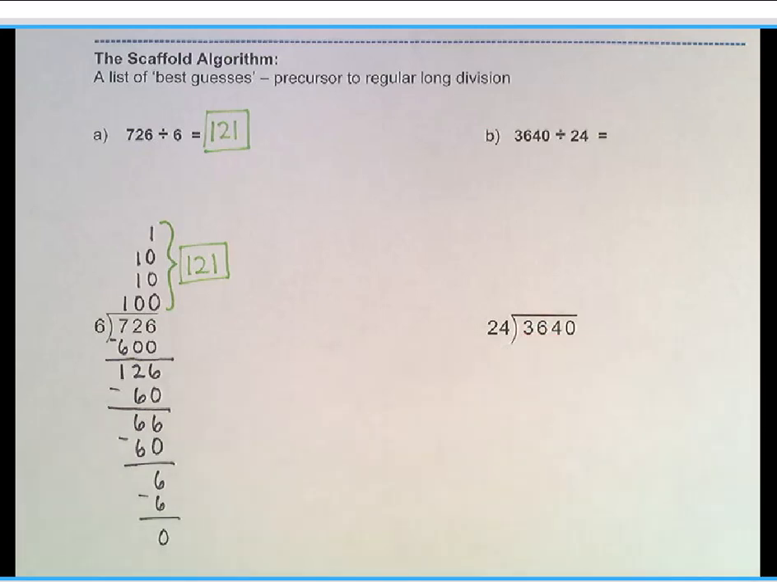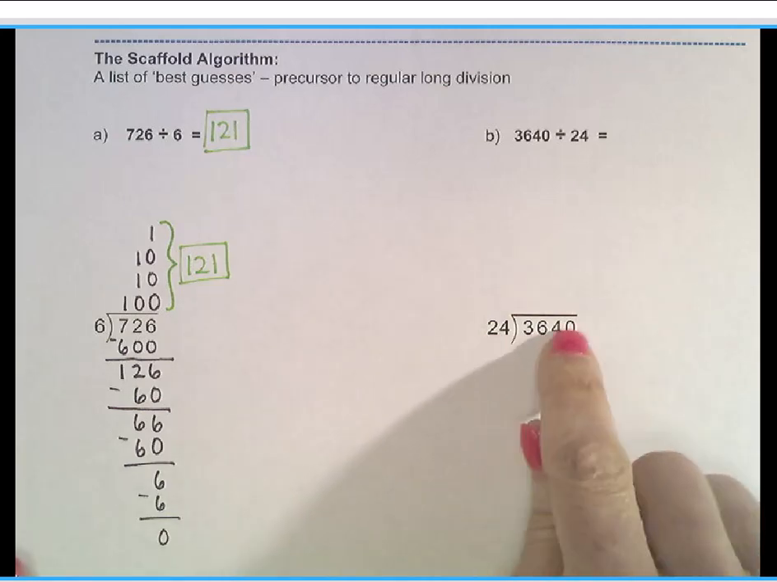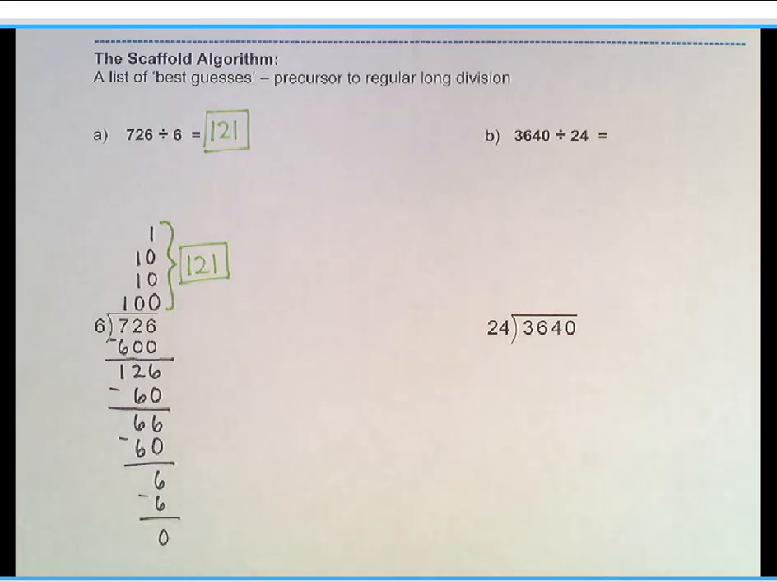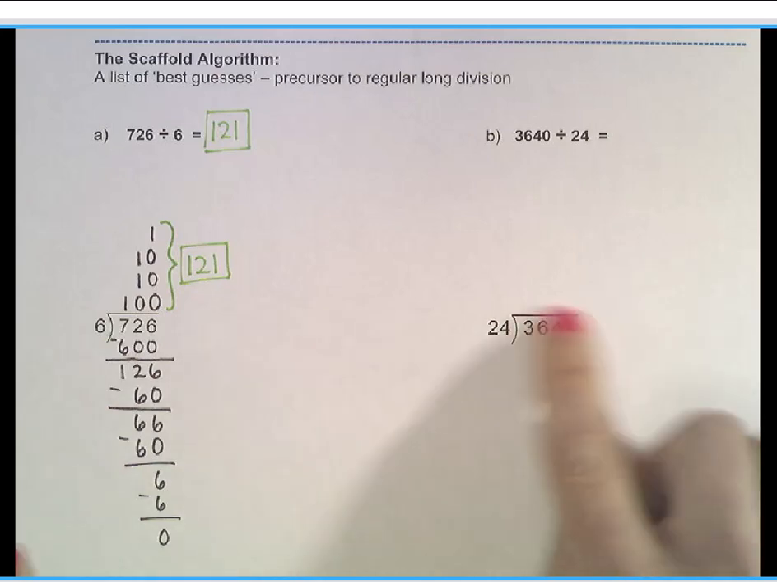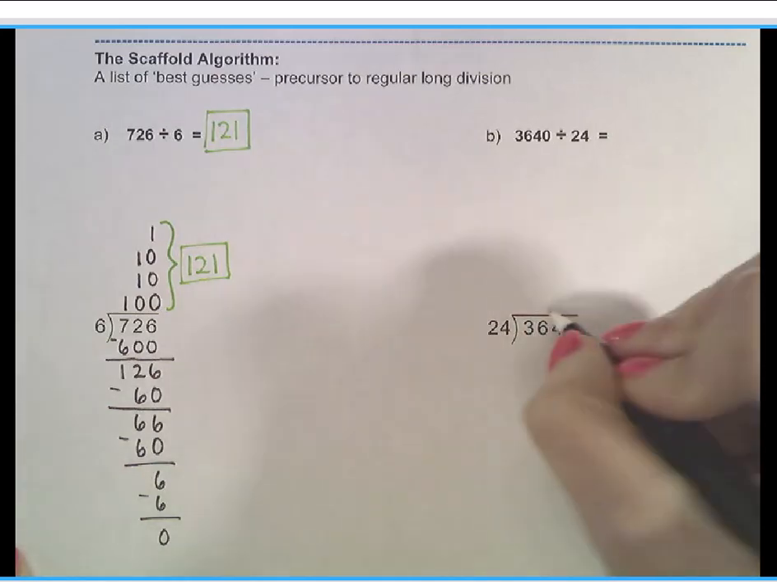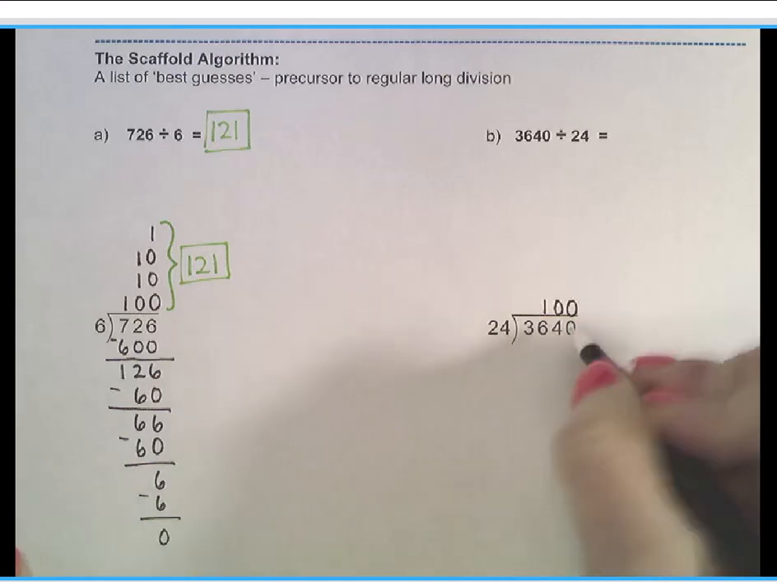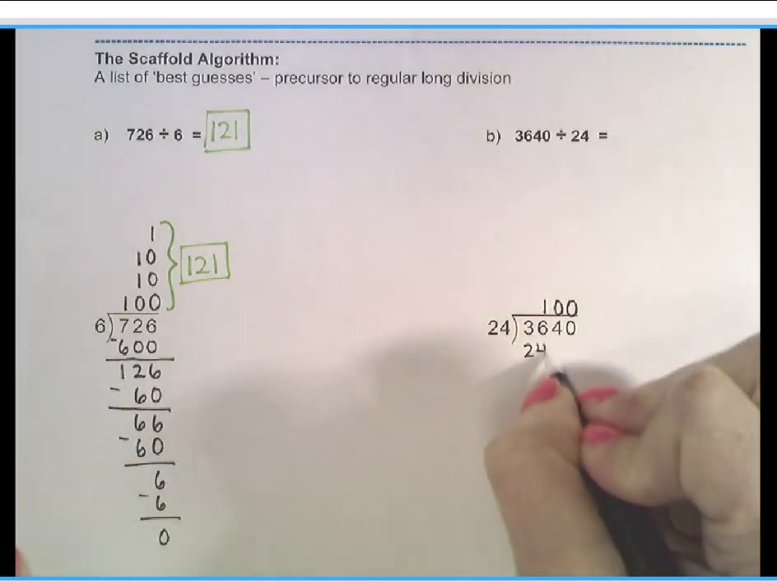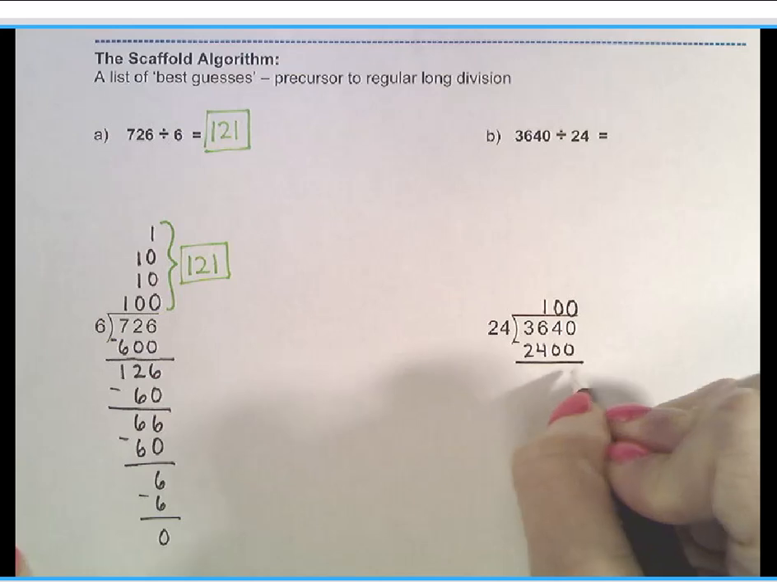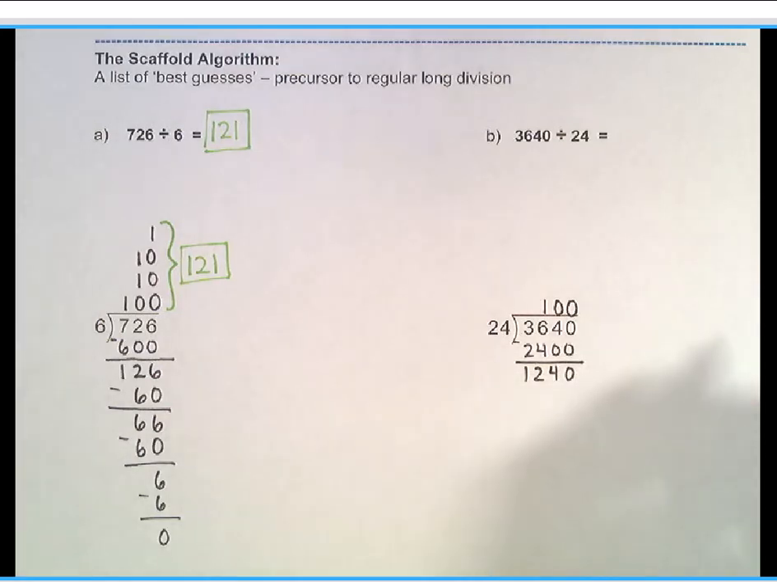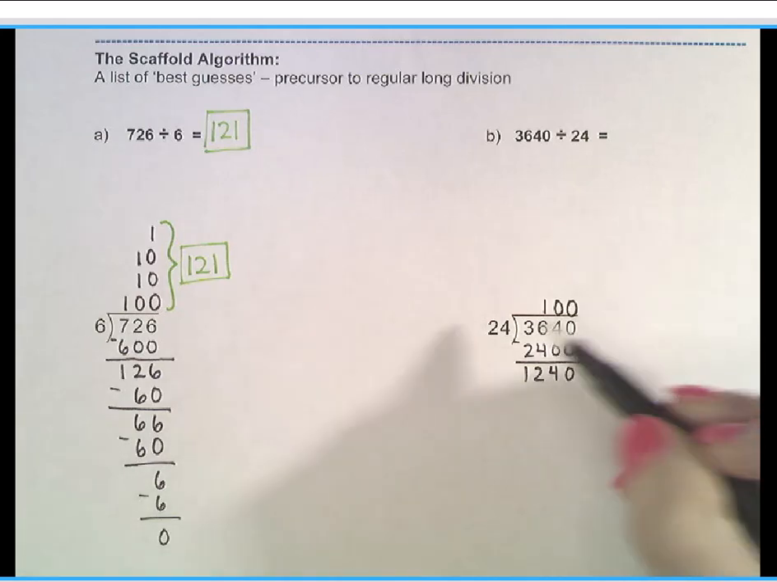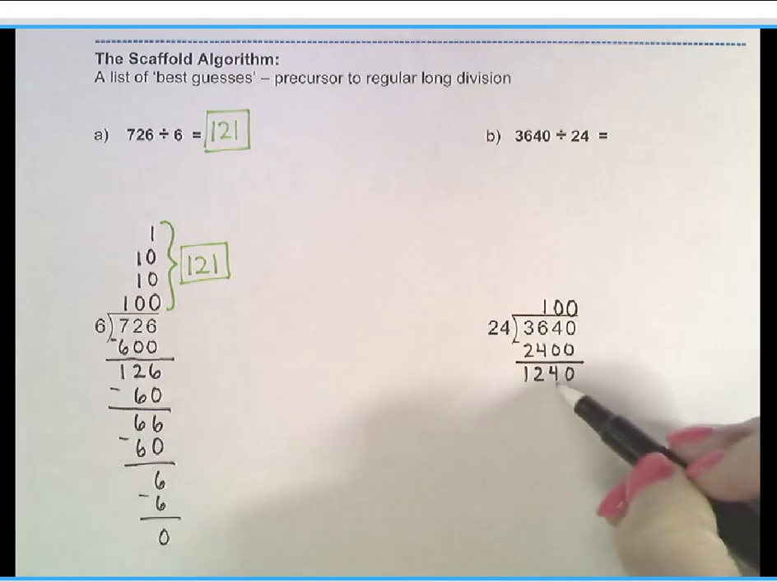We'll try it again. And you'll see why long division is a little bit more efficient. So we're going to divide 24 into 3,640. And I'm not going to go place value by place value. I'm going to go by the whole amount all at once. So I know it'll go in there at least 100 times, right? 100 times 24 is 2,400. Let's see how much I have left here. 1,240. That's where I'm at.